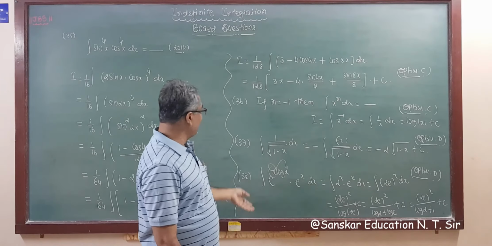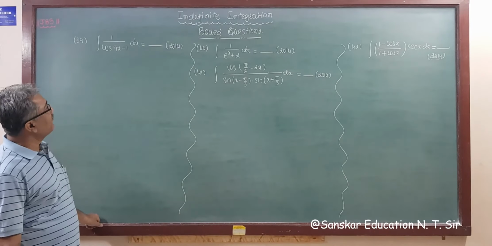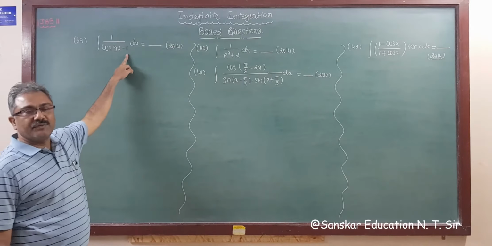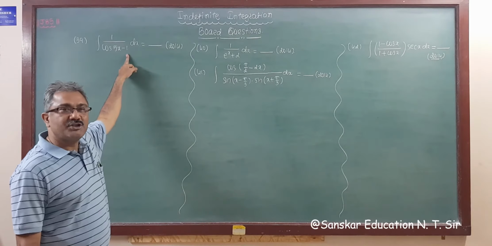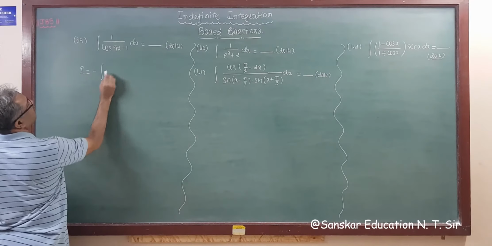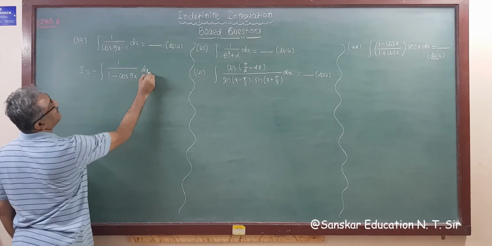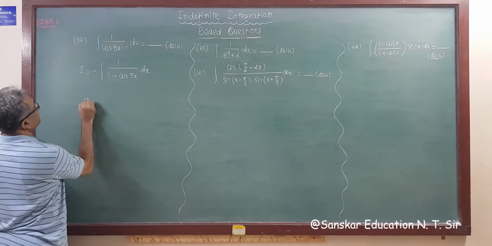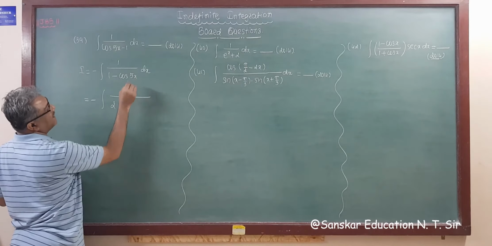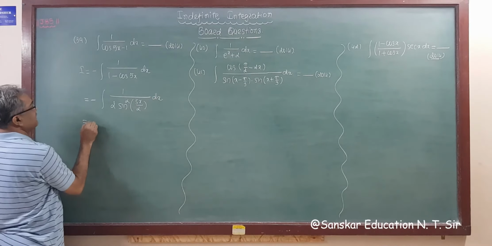So in the space we can calculate 3 MCQs. Next question is question number 39 from the 2014 board exam. Integration of 1 upon cos 5x minus 1. So 1 minus cos theta is 2 sin square theta by 2. Taking minus common here, we get I is equal to minus integration of 1 upon 1 minus cos 5x dx. Now 1 minus cos theta is 2 sin square theta by 2, so this is integration of 1 upon 2 sin square (5x by 2) dx. So minus 1 upon 2 is a constant.